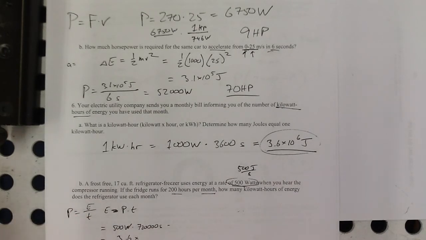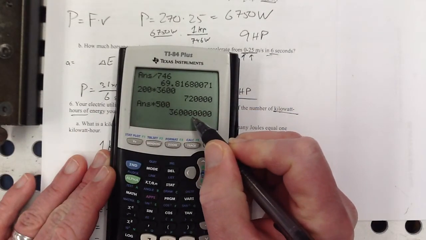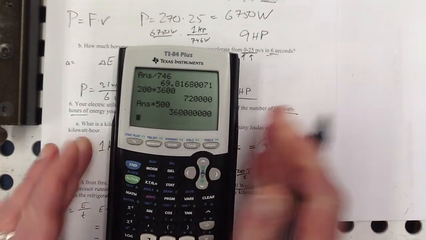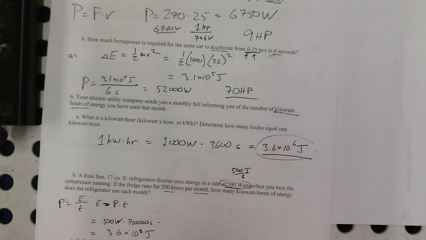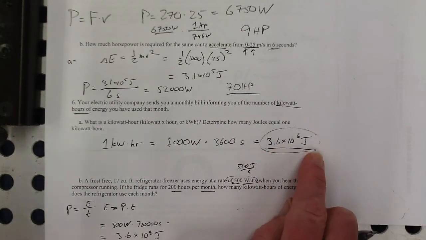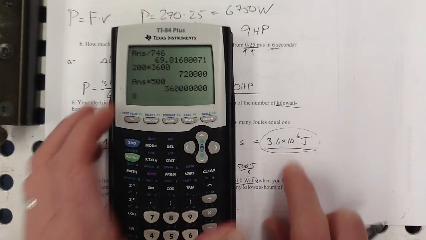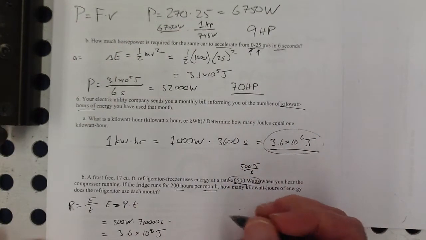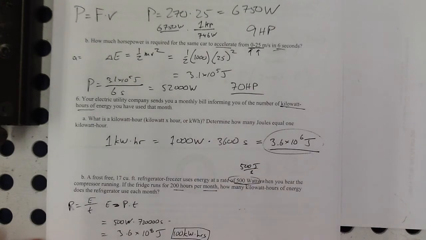3.6 times 10 to the, let's see, that's what I'm looking at here. 1, 2, 3, 4, 5, 6, 7, 8 times 10 to the 8th joules. And how many kilowatt hours is that? Well, this is 1 kilowatt hour, so I just have to divide this by 3.6 times 10 to the 6, and that's just going to give me 100. So 100 kilowatt hours. That's one way to do it.